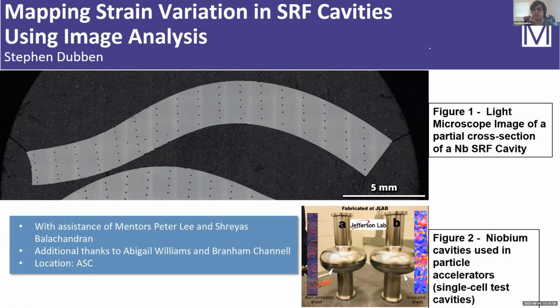So figure 2 represents what a niobium cavity actually looks like, and figure 1 is a cross-section of that niobium cavity complete with hardness tests, and this is the primary thing that we will be discussing in this presentation.